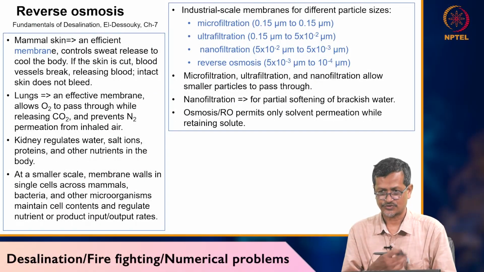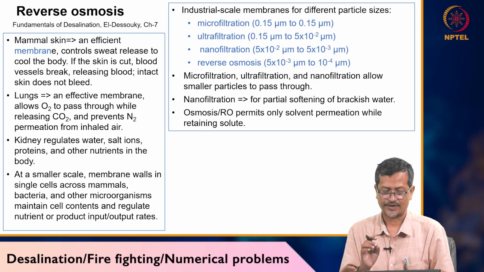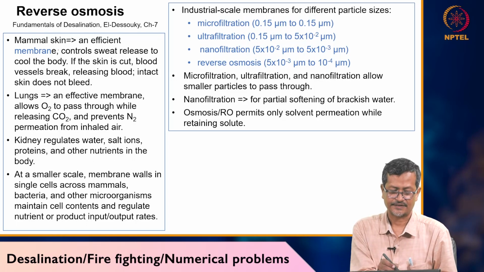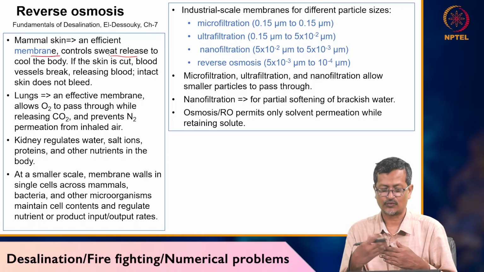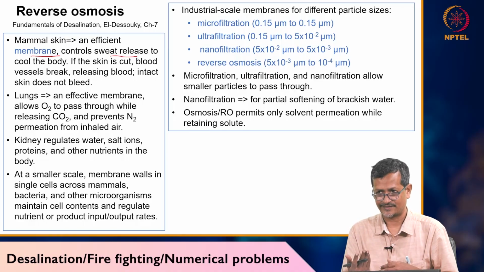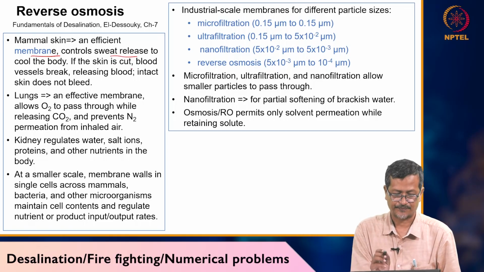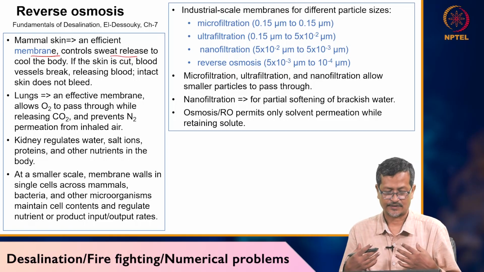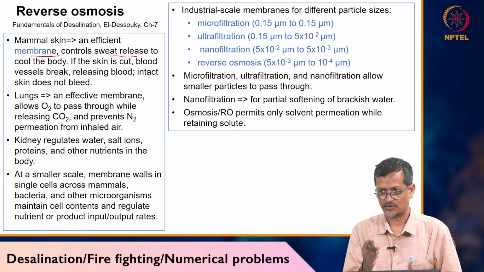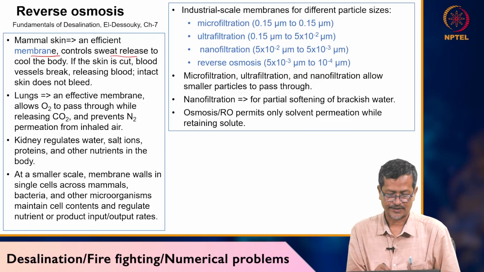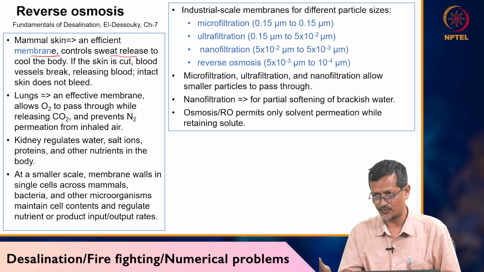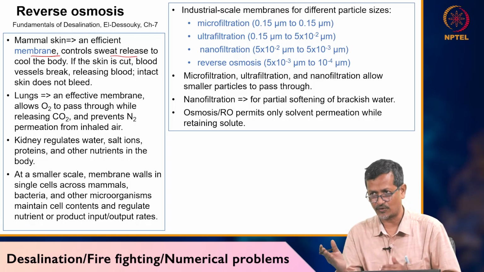Okay, now reverse osmosis we already discussed, but let's see some more details. Mammal skin is an efficient membrane, so it controls sweat. For example, our body releases water and the body is cooled, but blood does not go out of the body. So this is also a membrane system. Similarly, our lungs and our kidneys are also like membrane systems. The kidney regulates water, salt, iron, proteins, and other nutrients, but it does not allow blood to go out. It allows only water to go out.